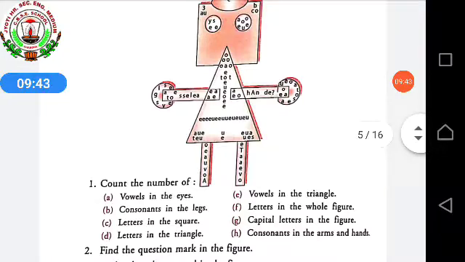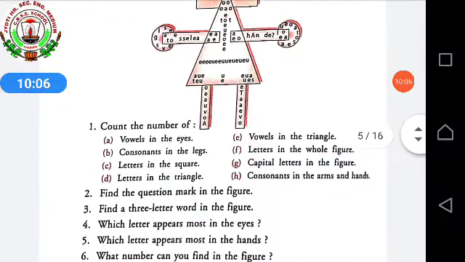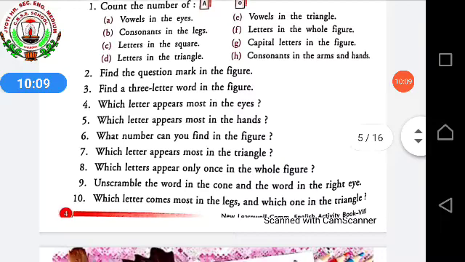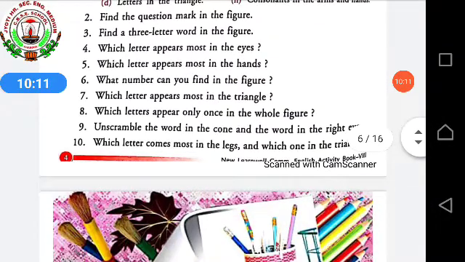In the same way, you will be doing for the rest of the questions. Like consonants in the legs. How many consonants are there? 3 consonants are there in the legs. What are consonants? Leaving the 5 vowels, the rest of the letters of the English alphabet are the consonants. Okay? In this way you have to give answers for all the rest of the questions. Understood, children? So these all were your homework.